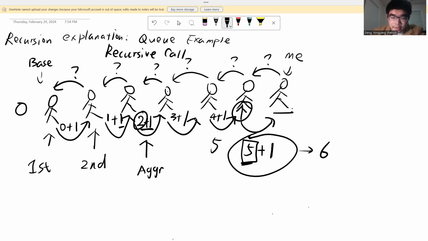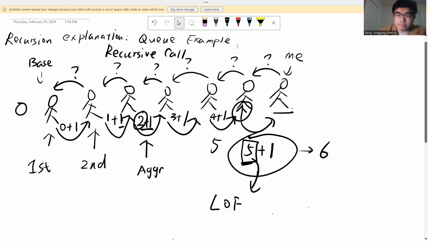Yeah, and this is called a recursive leap of faith, which means that I assume the person in front of me gives me the correct answer. So I will just use this answer and do the aggregation. So it will return the correct answer for my question. So, okay, this is to explain the simple aggregate recursion using the queue example. All right.